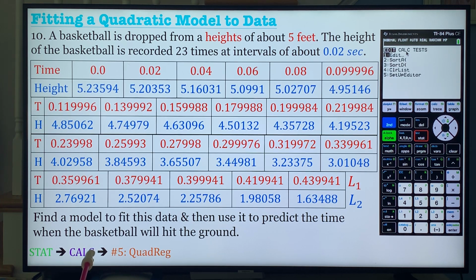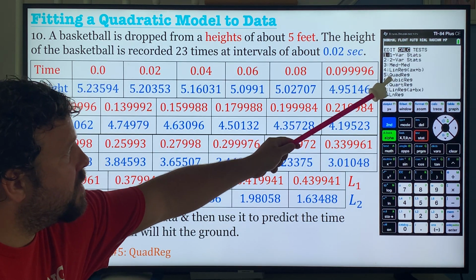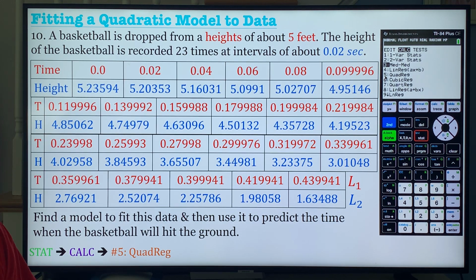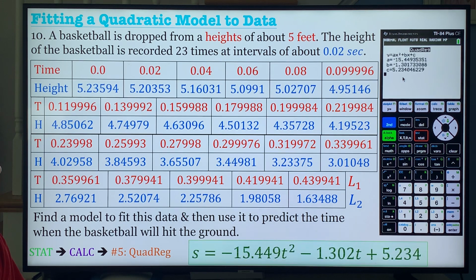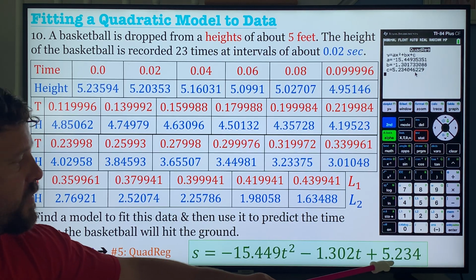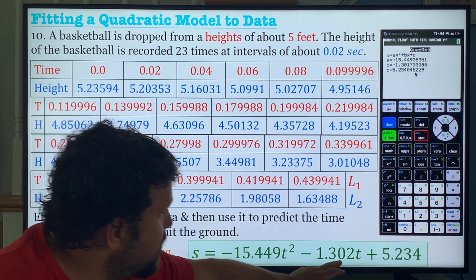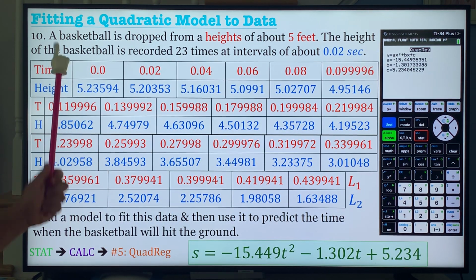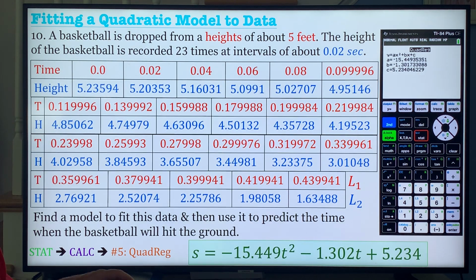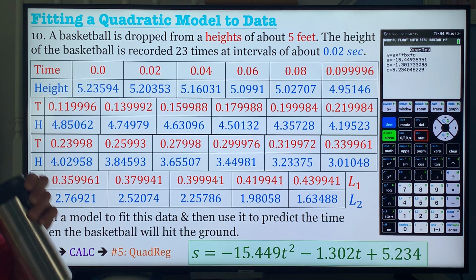So now you're going to go to StatCalc quadratic. StatCalc number 5, which is quadratic. Enter through, and you should end up with an equation like this. Your a is negative 15.449. Once again, I just went to 3 decimal places. So s equals negative 15.449t squared minus 1.03t plus 5.234. Remember, instead of x's here, I just use t's because my independent variable is time. That's it. The hard part is just typing everything in.